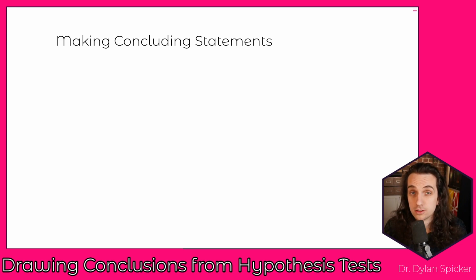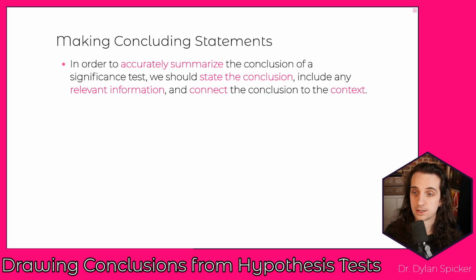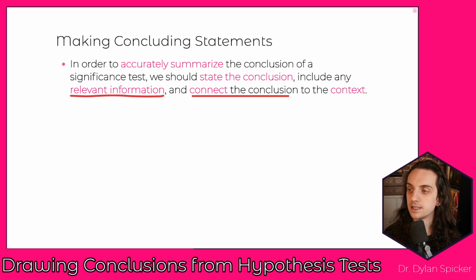So with those conclusions, how do we actually state this? How do we communicate? How do we interpret the conclusions that we're making, right? In order for us to accurately summarize the conclusions of this test, we should be stating the conclusions, including any of the relevant information that we needed to draw those conclusions, and then also connecting the conclusion to the context that we're dealing with here, right?